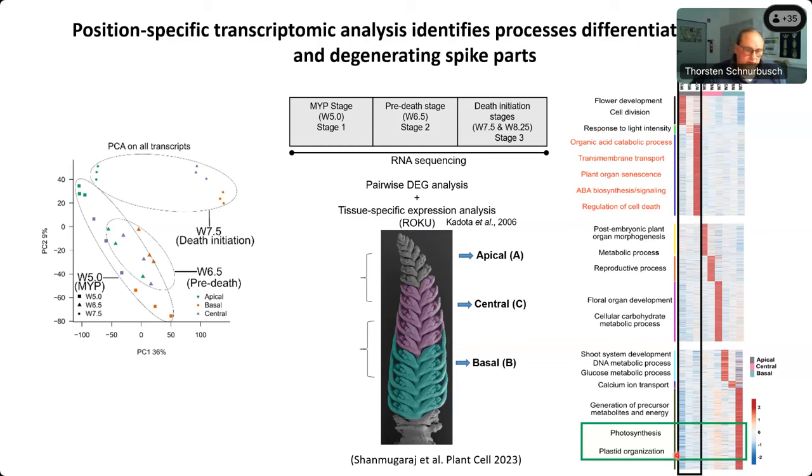In comparison to this, when you look at the basal part, it's very clear that the basal part is not undergoing any degeneration. It's really highly fertile. And interestingly, here we find a lot of promoting processes, in particular photosynthesis-related processes and plastid organization. So chloroplast organization and developmental processes were very important in the basal and central parts of the spike. So there's a clear distinction between the apical part, associated with cell death, ABA, and senescence processes, while the central and basal parts are rather involved with normal development, photosynthesis, and chloroplast differentiation.